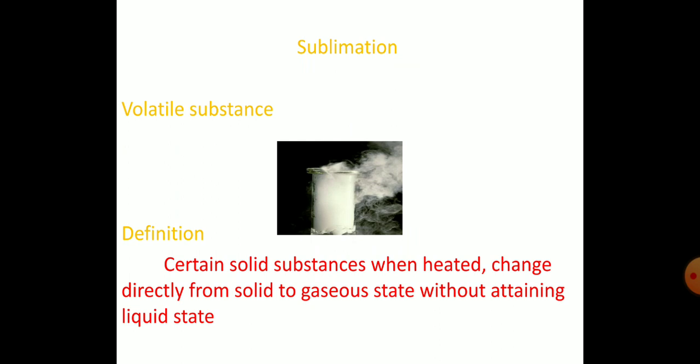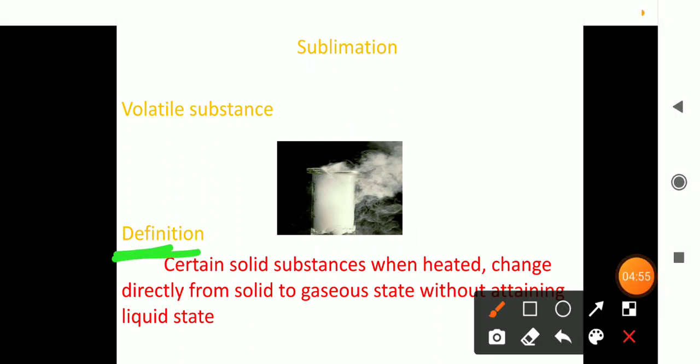Now come here. We are going to define what is called sublimation. Read the text. What is given here? Certain solid substances. It is not a property possessed by all solid substances. Only certain substances will possess this property. When we heat certain solid substances, what happens? They convert themselves into vapor state without attaining liquid state. So that ability of a solid state molecule is called sublimation, and this process is called sublimation.